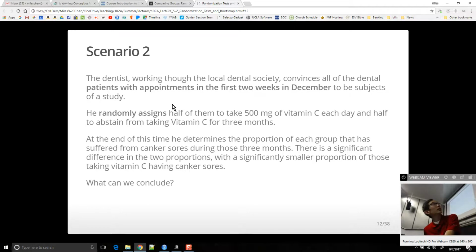Okay, in scenario 2, we get all the patients with appointments in the first 2 weeks of December to be subjects. We're going to randomly assign half of them to take vitamin C each day, and then we tell the other half not to take vitamin C every day for the next 3 months, okay? And at the end of the study, we see that there's a significant difference in the proportions. Those who take vitamin C have fewer canker sores.